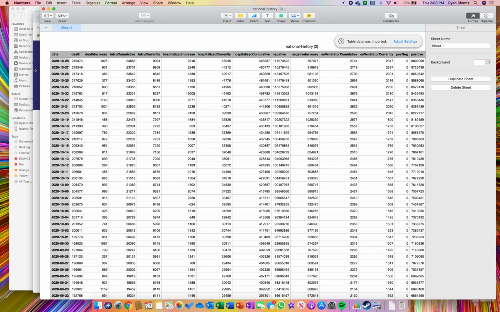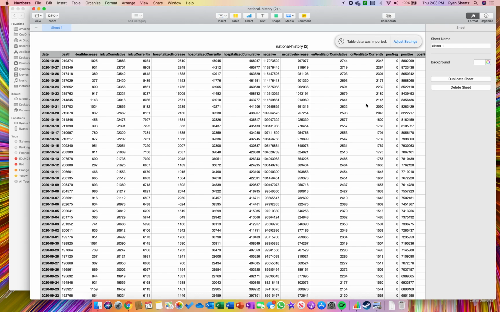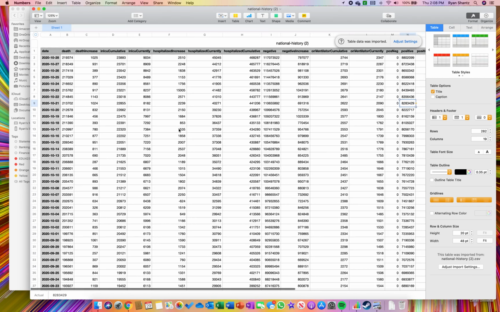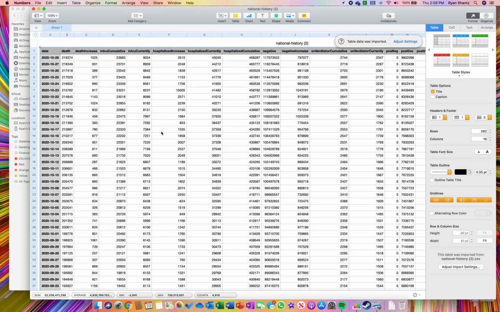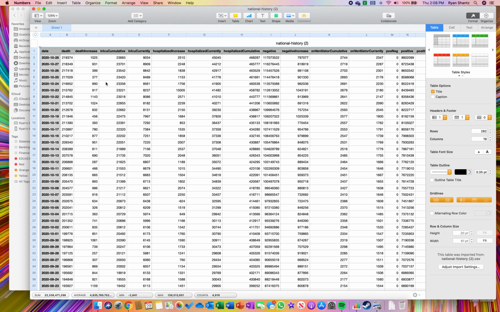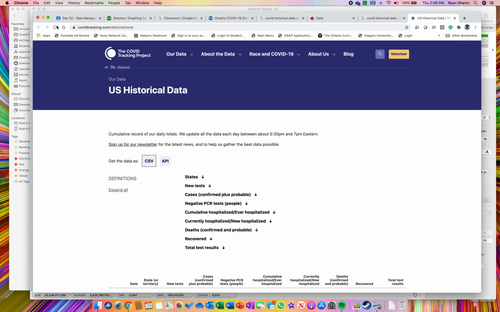I don't know how I'm going to get this into Desmos, and I don't even really know what I want to graph. There's a ton of columns. Okay, let me see what I can do with this. I'm going to try and get this data out of here and into Desmos.